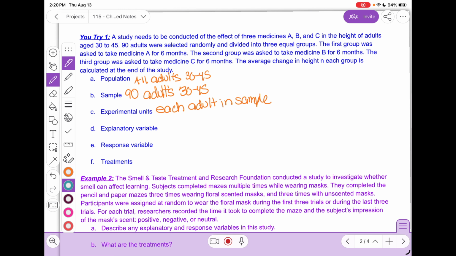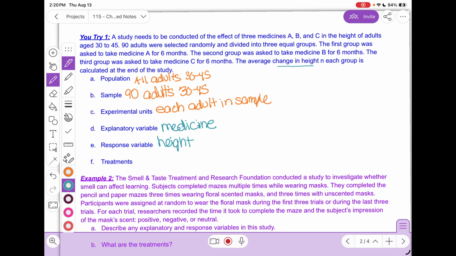Okay. We're trying to figure out if the medicine changes the height. So medicine and height.